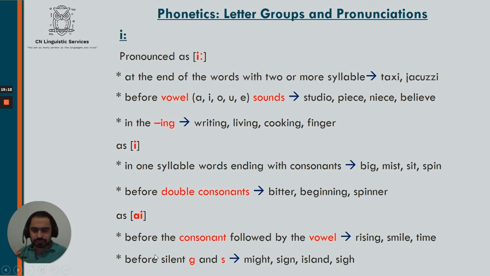And the last rule is before silent G and S. Might, sign, island, and sigh. As you can see, G here and S here are not pronounced, so that's why we call it silent.